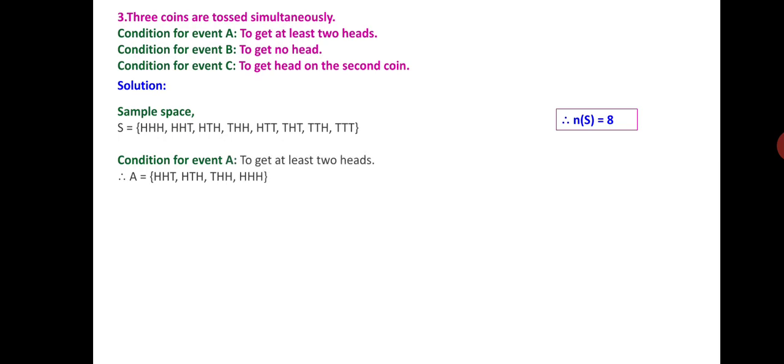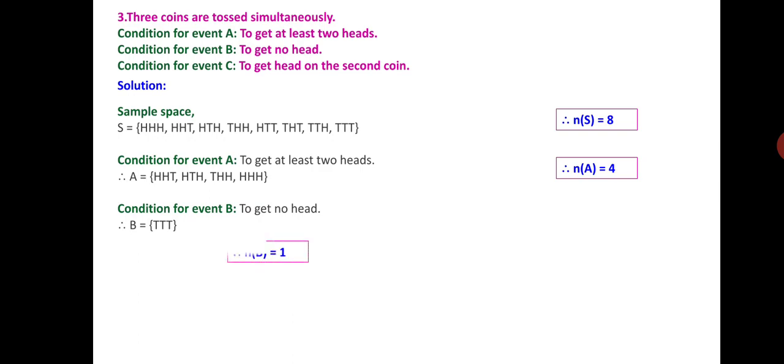Condition for event A, to get at least 2 heads, A will be equal to HHT, HTH, THH and HHH. Minimum 2, maximum it will be 3. Therefore, you are getting totally n of A is equal to 4. Condition for event B will be to get no head. No head means all will be tail only. Therefore, B is equal to TTT. So, n of B is equal to 1.